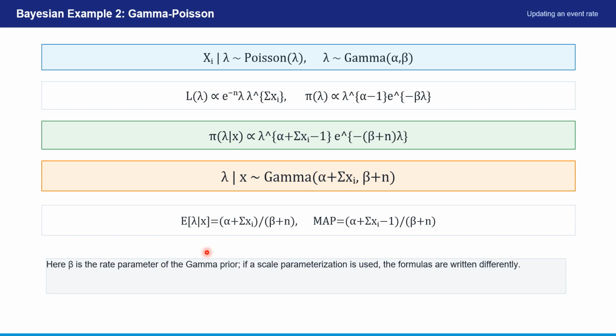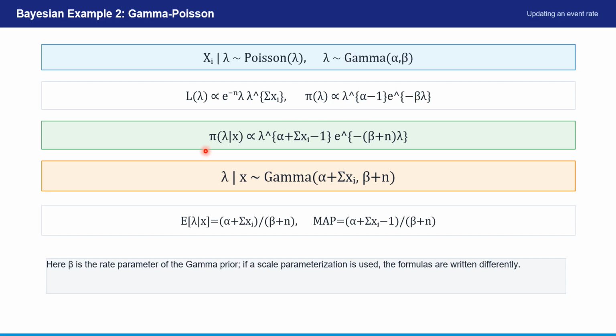Now let us derive the gamma Poisson update. Suppose x1 to xn are IID Poisson with rate lambda. The likelihood is proportional to e^(minus n lambda) times lambda^(sum xi). We choose a gamma prior for lambda with shape alpha and rate beta. The gamma prior density is proportional to lambda^(alpha minus 1) times e^(minus beta lambda).